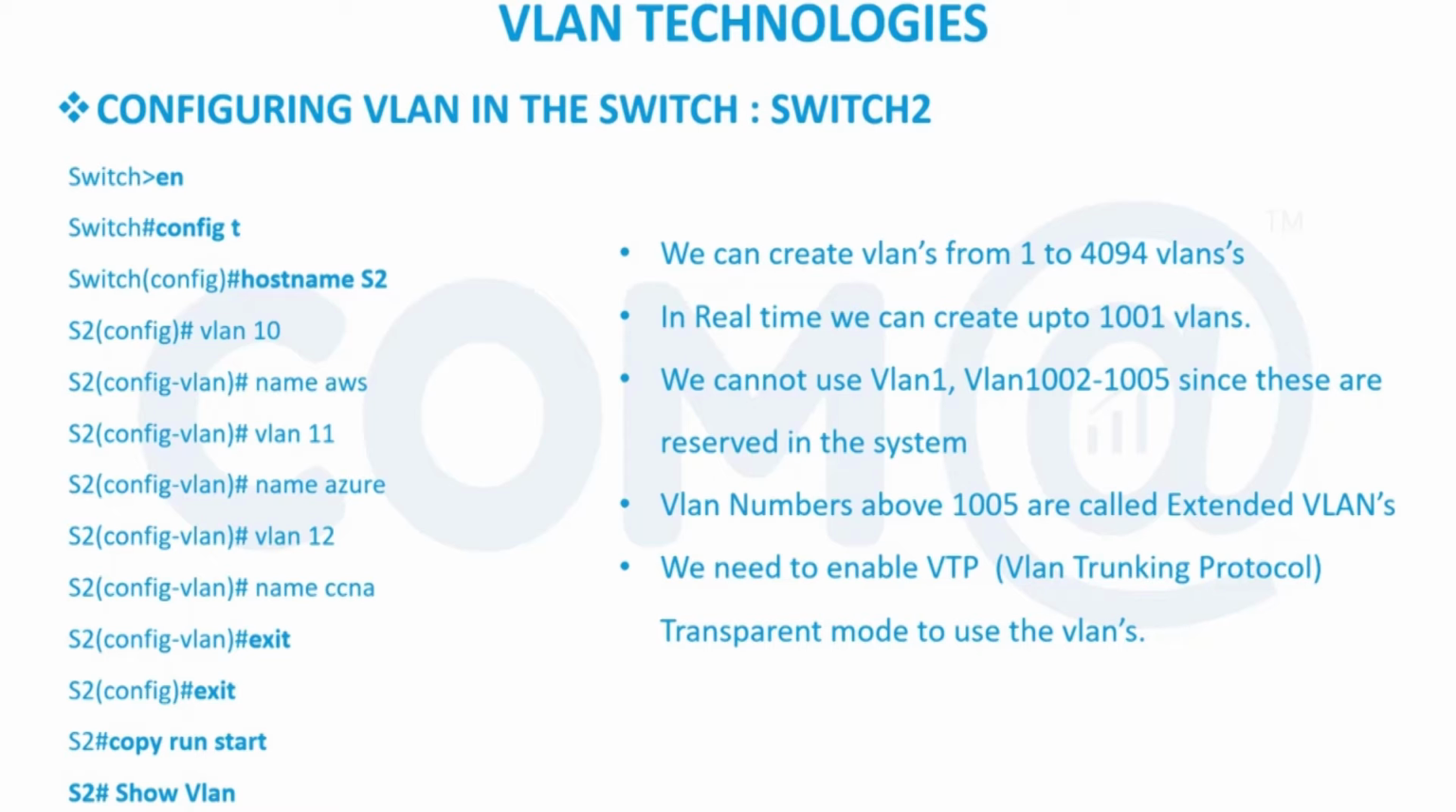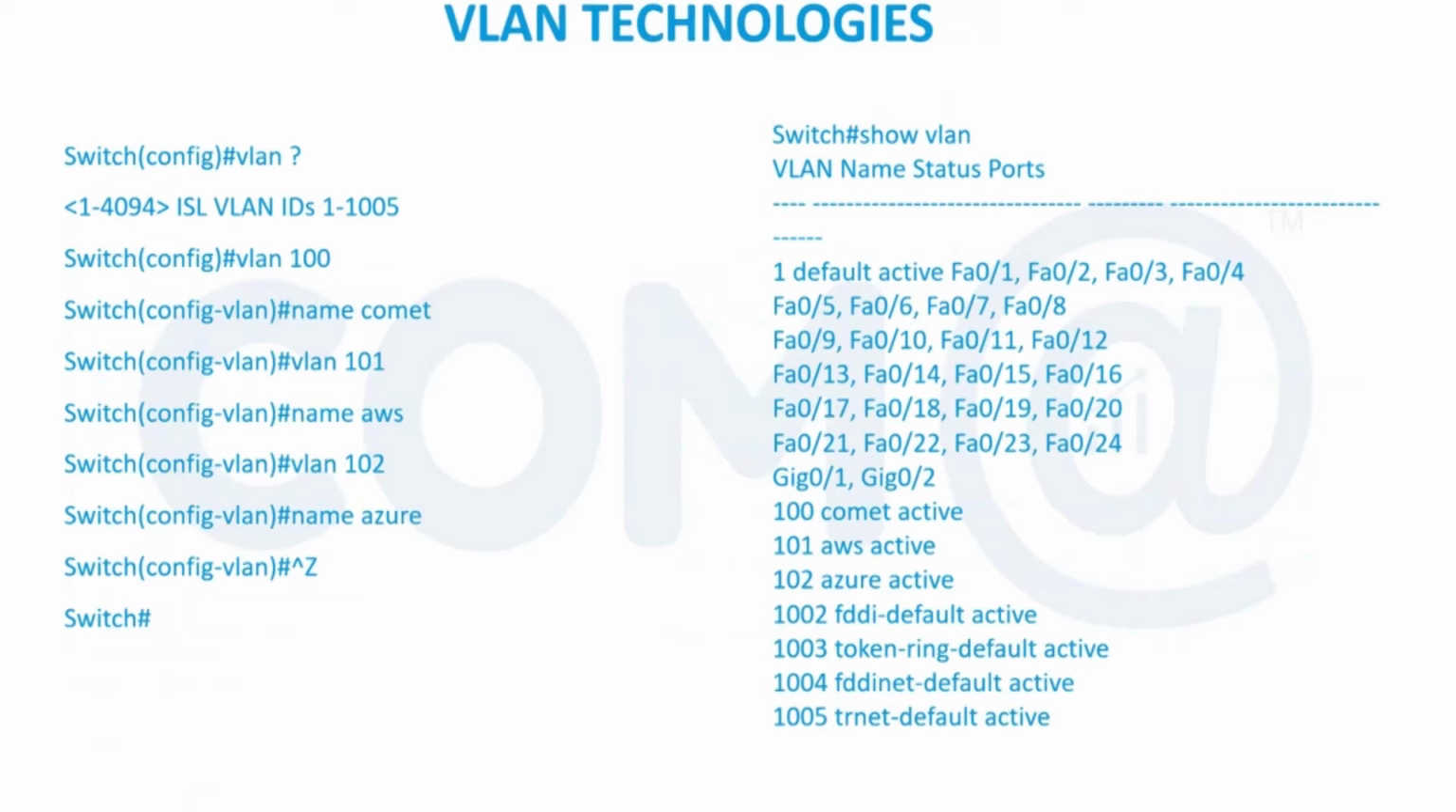VLAN numbers above 1005 are called extended VLANs. Okay, so up to 1001 we are okay, normal VLANs. After 1005 it will be extended VLANs. We have to enable the VTP, that is VLAN Trunking Protocol, in transparent mode to use the VLAN. So we should be in the transparent mode. So again, we are creating some of the other VLANs, naming them.